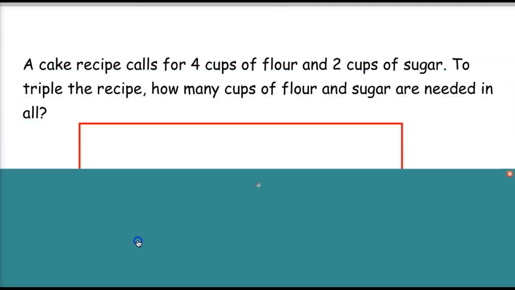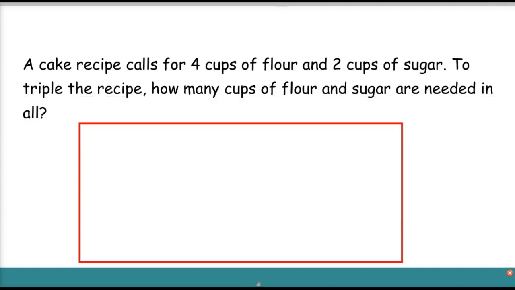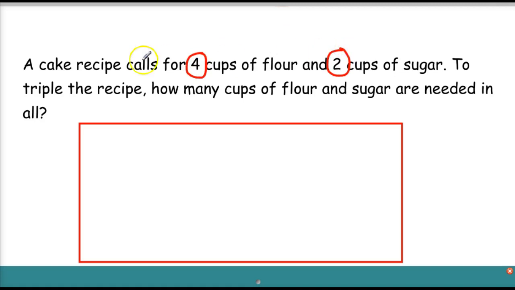All right, so let's apply this using a word problem. All right, everybody knows how much I love cake. So a cake recipe calls for 4 cups of flour and 2 cups of sugar. To triple the recipe, how many cups of flour and sugar are needed in all? So remember, first of all, I'm going to be looking for my important numbers. I know that I have 4 cups of flour and I have 2 cups of sugar. That's what is in my cake recipe, but I want to triple the recipe.